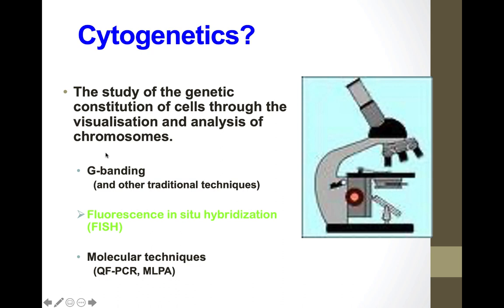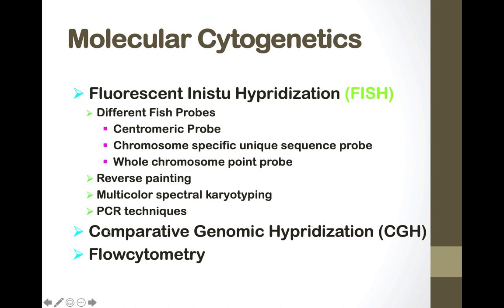So cytogenetics next is FISH. I will go over it quickly here. I will send you a lecture, or part of a lecture, recorded separately about these molecular techniques, FISH and PCR. FISH is fluorescent in situ hybridization. These are different FISH probes: centromeric probes, chromosome-specific unique sequence probes, reverse painting, multicolor spectral karyotyping, and PCR techniques. This will all be at the end of the lecture with flow cytometry. Here I will talk in a general way, and in more detail in two separate recordings that I will send to you alongside this lecture. Yes, you need to know everything in here, but it is more detailed. So at the end, you need to know everything in the three PowerPoints that are sent to you.